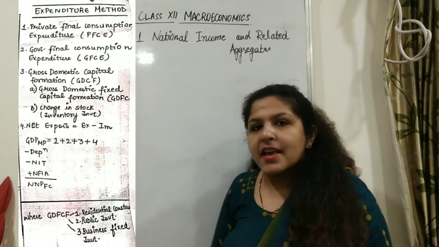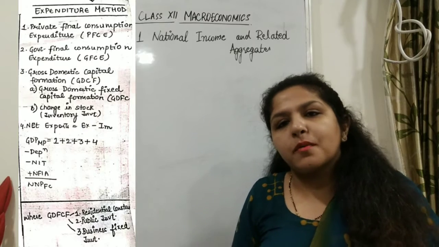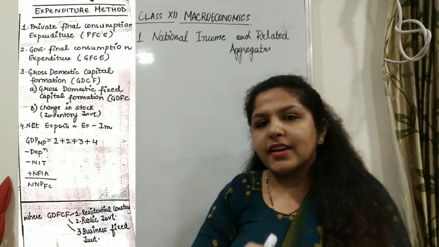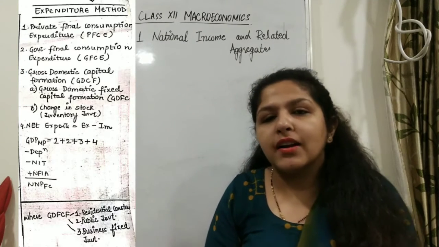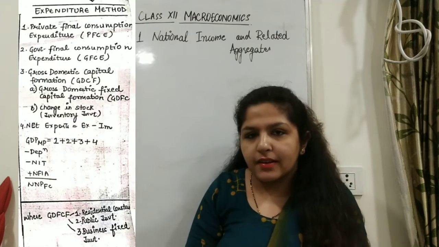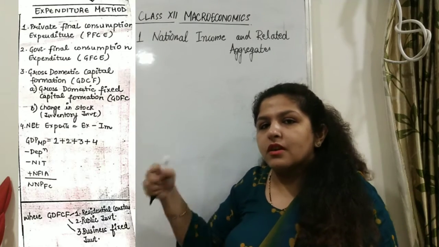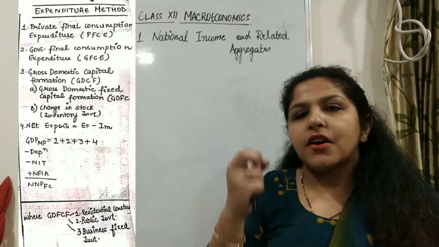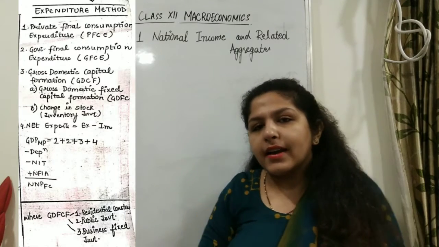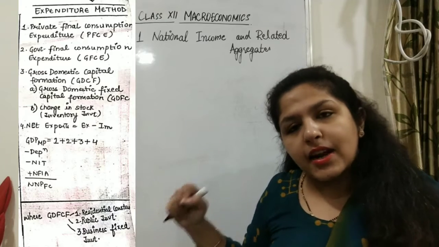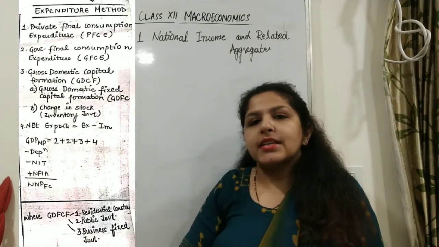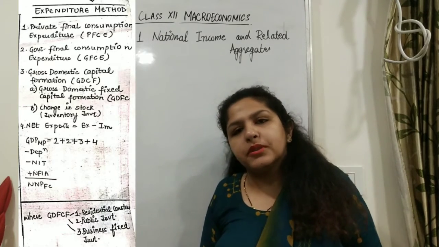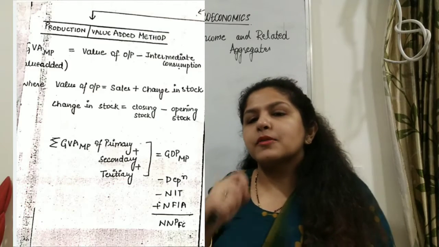And next is the expenditure method. The expenditure method says that the expenditure is being done by 4 sectors. Aggregate demand is done by 4 sectors. That is private final consumption expenditure, government final consumption expenditure, gross domestic capital formation, that is nothing but investment. It has 2 components: gross domestic fixed capital formation, plus change in stocks. Last is net exports. Adding these 4, you will get GDPMP, and using the basics, we'll come to national income and NNPFC. And the last one is the production method.